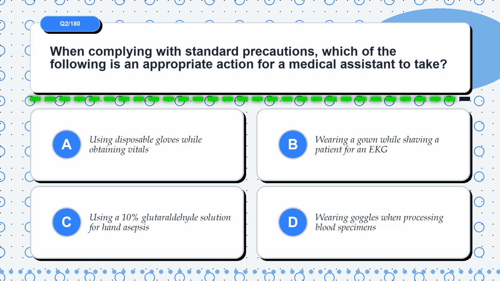Question 2. When complying with standard precautions, which of the following is an appropriate action for a medical assistant to take? Here are the options. Option A, using disposable gloves while obtaining vitals. Option B, wearing a gown while shaving a patient for an EKG. Option C, using a 10% glutaraldehyde solution for hand asepsis. Option D, wearing goggles when processing blood specimens.